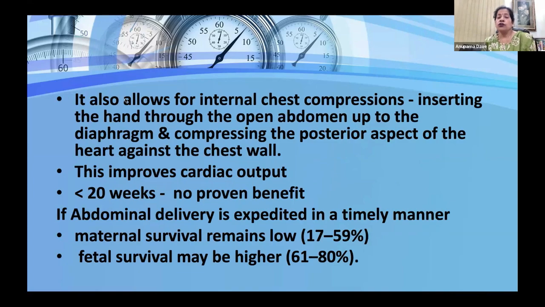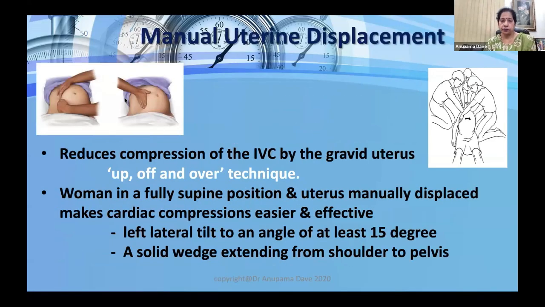It also allows for internal chest compressions, where we can put our hand inside through the abdomen up to the diaphragm and compress the posterior aspect of the heart against the chest wall. It improves the cardiac output. It has been seen that if it is done before 20 weeks, it has no proven benefit, but beyond that, if abdominal delivery is expedited in a timely manner, maternal survival is in the range of 17 to 59% and fetal survival 61 to 80%. One important concept which should be kept in mind is manual uterine displacement.